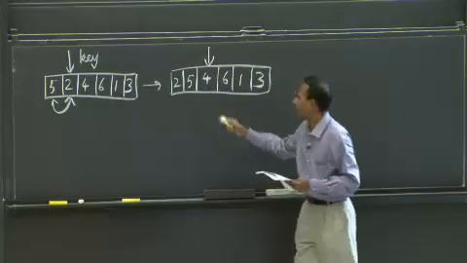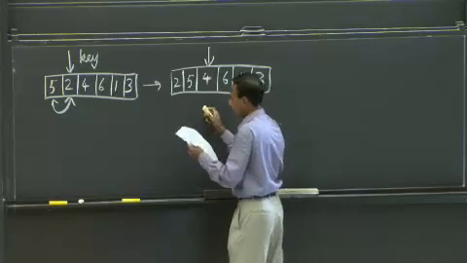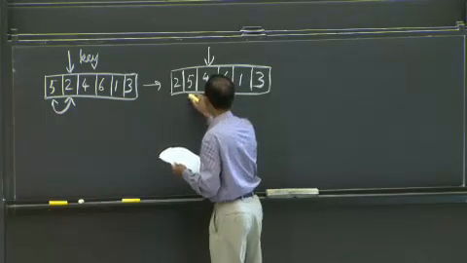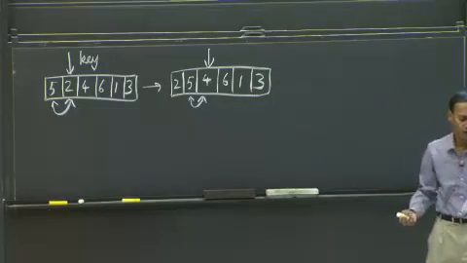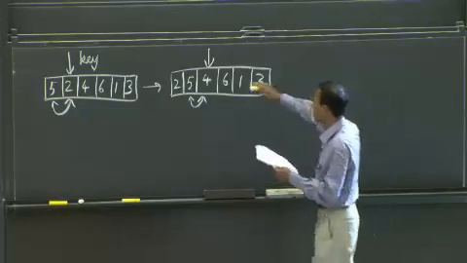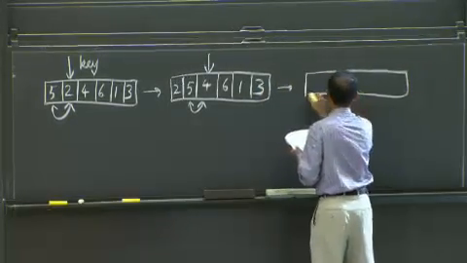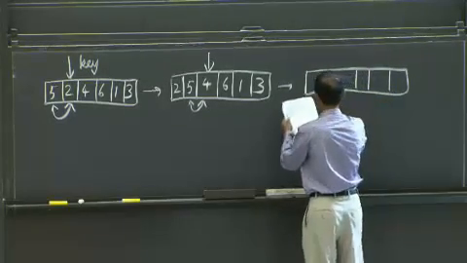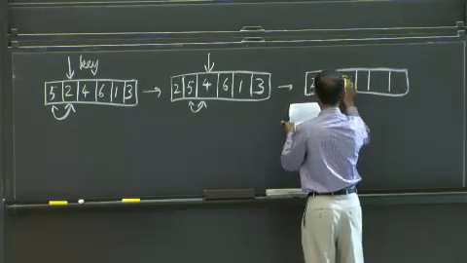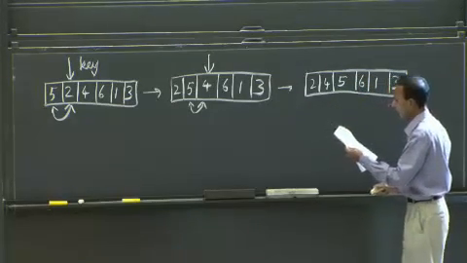Now your key is here at item 4. Again, you need to put 4 into the right spot, and so you do pairwise swaps. In this case, you have to do one swap, and you get 2, 4, 5. And you're done with this iteration. So what happens here is you have 2, 4, 5, 6, 1, 3.